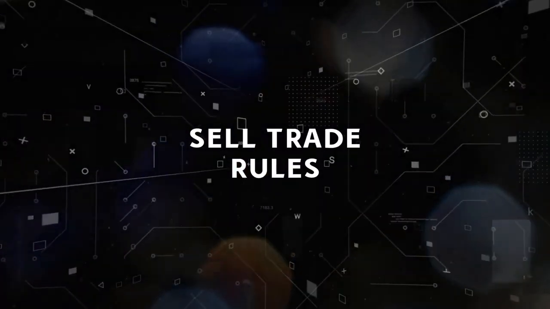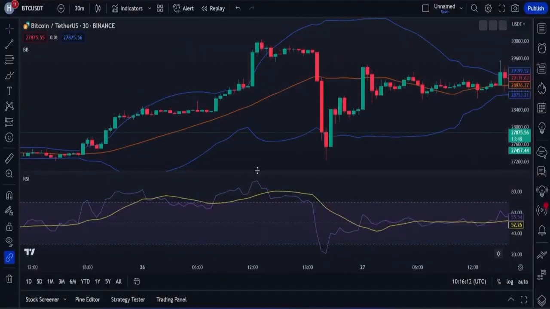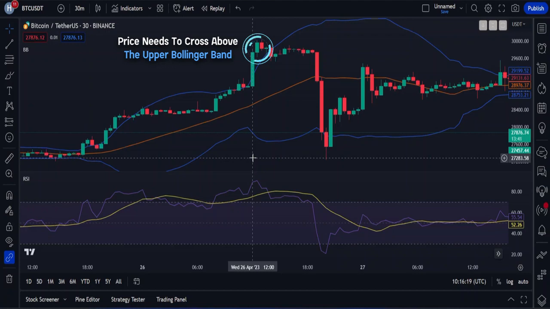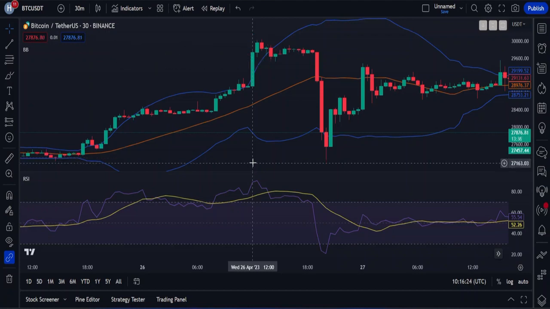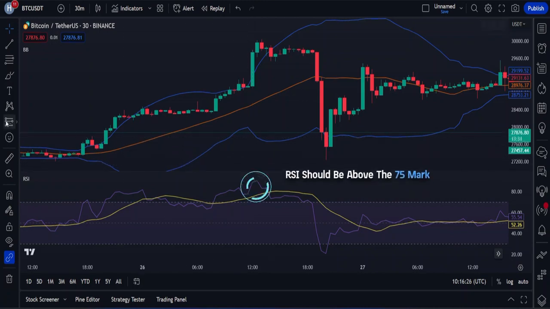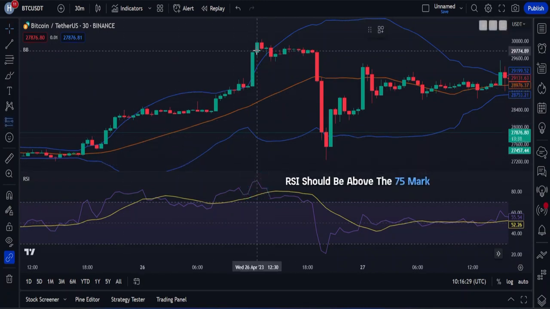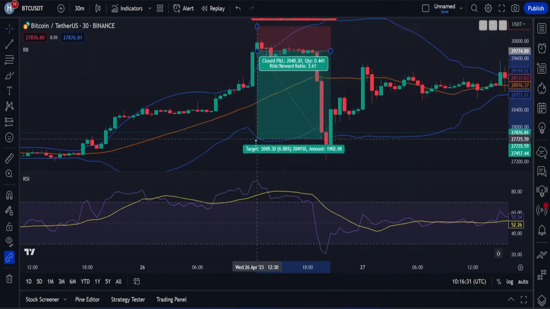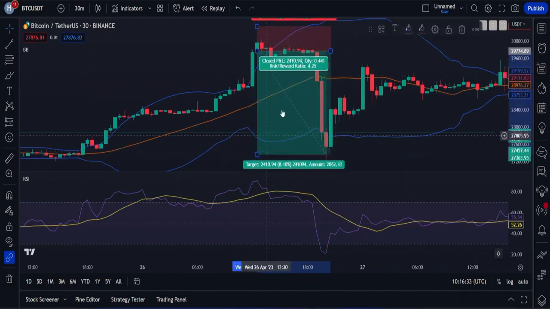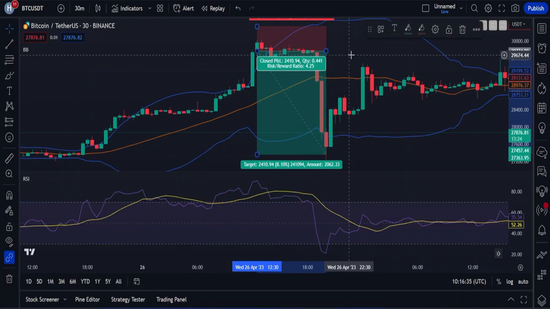Sell trade rules. So these are the two conditions that need to be fulfilled for a sell signal to be valid. So for a sell trade, the price first needs to cross above the upper Bollinger Band. And then we will confirm this signal by looking at the RSI. And if the RSI is above the 75 line, this means we can go ahead and place a sell position. And if we would have opened a sell position here, you guys can see this would have been an amazing profitable sell trade.